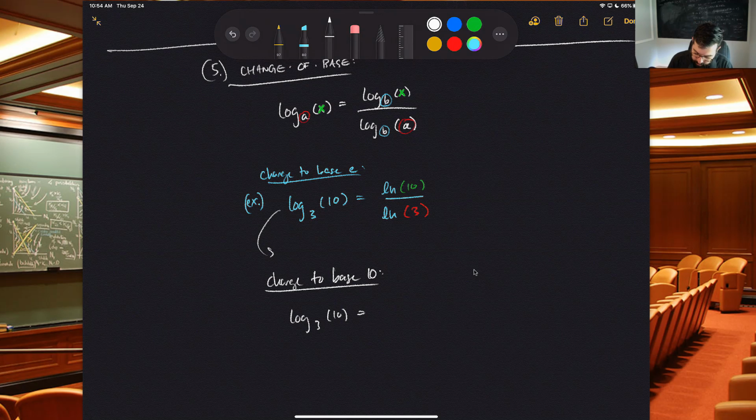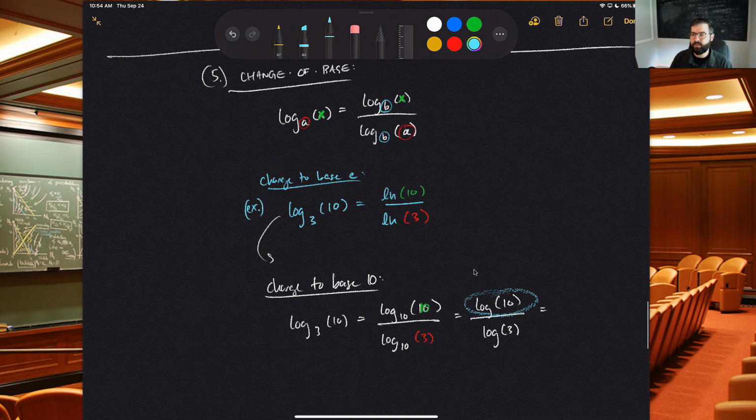Well, it'd be log base 10, I can write it like that if I want to, of 10 the input, all over log base 10 of the previous base, which is 3. All right, and again, we typically don't write the 10 for common log, so we get common log of 10 over log base 10 of 3. Well, I know up here this is equal to 1, so this is really 1 over log of 3.